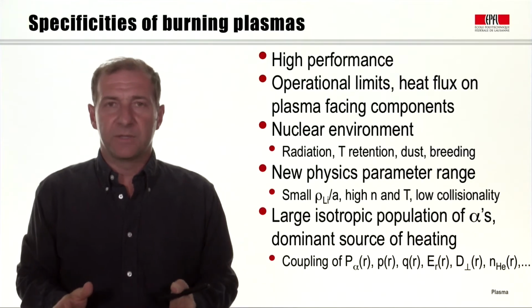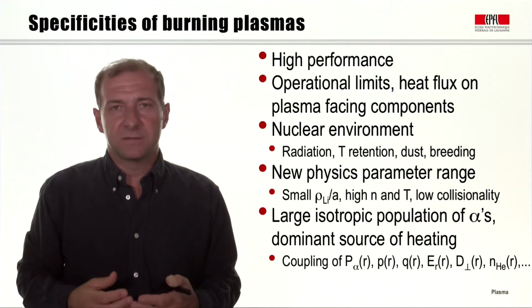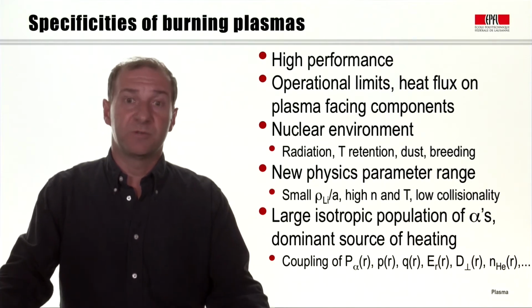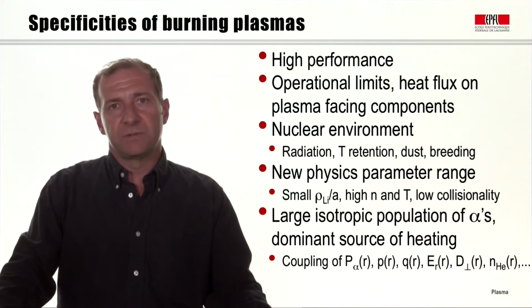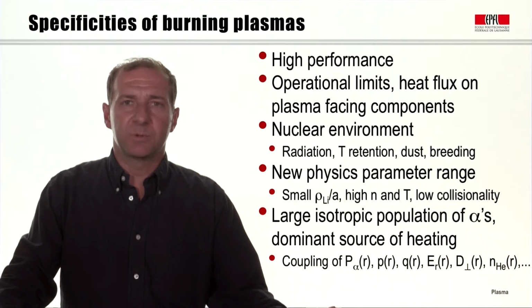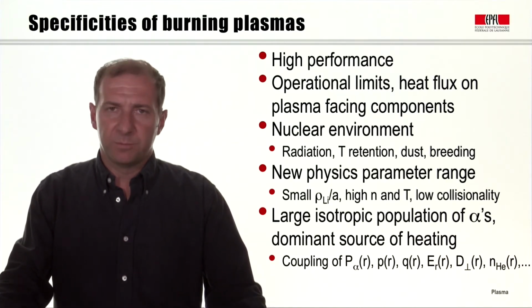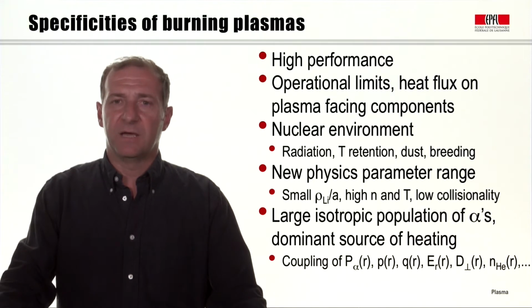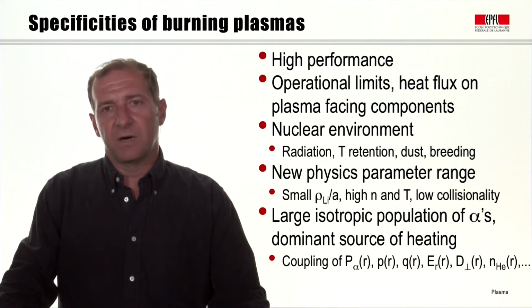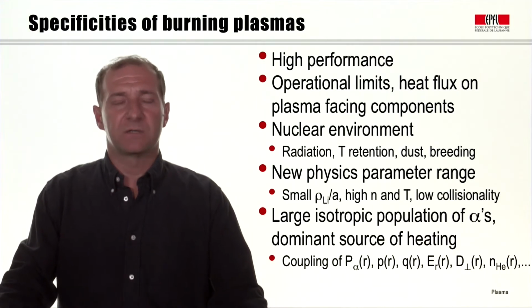We don't have burning plasmas as of today, so we can only speculate on what their specificity would be. First of all, of course, we need to reach high performance. So a burning plasma would be, sort of by definition, a high-performance plasma in a tokamak reactor. It would be close to the operational limits that we can have, with very large heat flux on the plasma-facing components, as large as you can cope with generally.